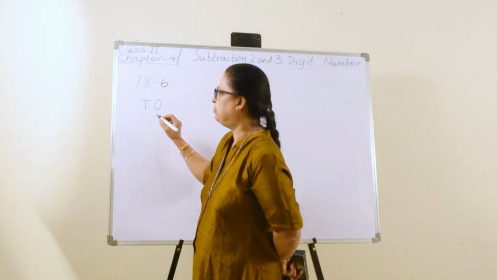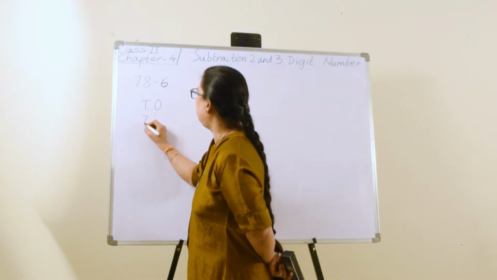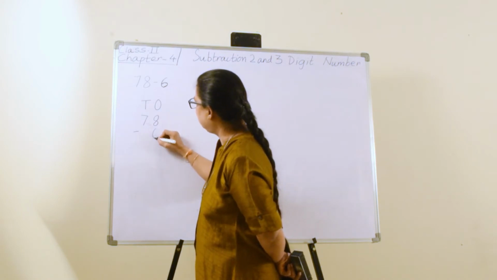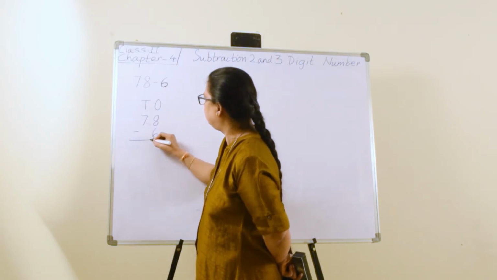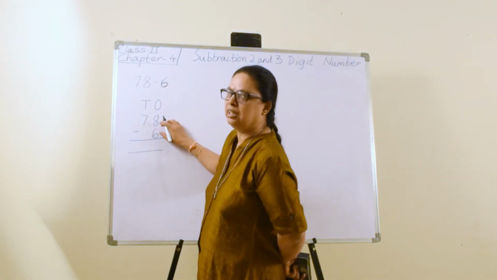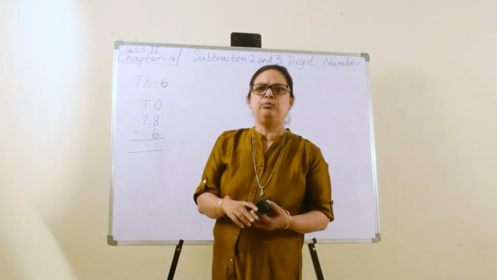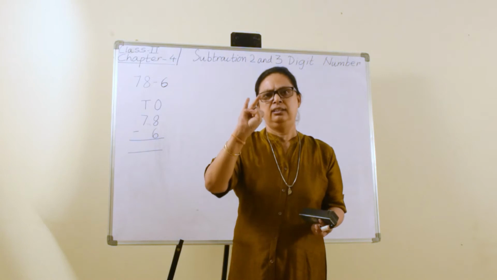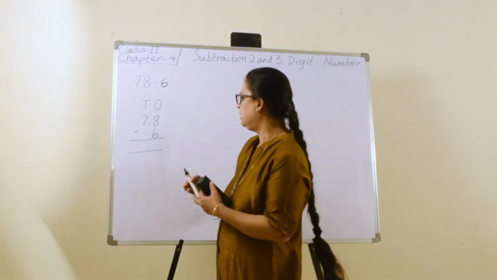So let us write this number first. 78 minus 6, we need to place it in the ones column. Right. Now after 6, count till 8 and open your finger. After 6, 7, 8. Right? The answer here is 2.